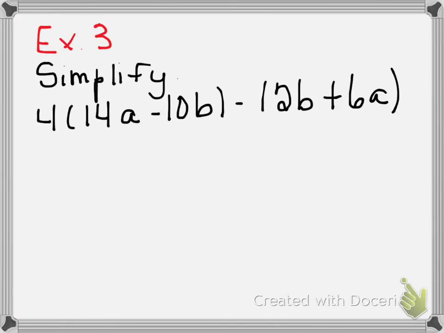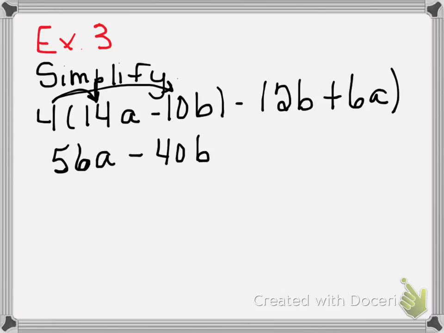And then the last example, it's 56a, because 4 times 14 is 56, minus 40b. I know there is just a minus sign, but if we need to, we could even put a 1 right here. That's understood to be negative 1. You don't have to.